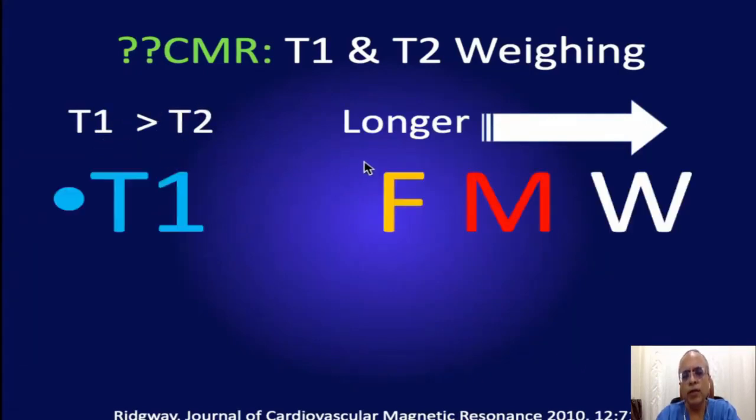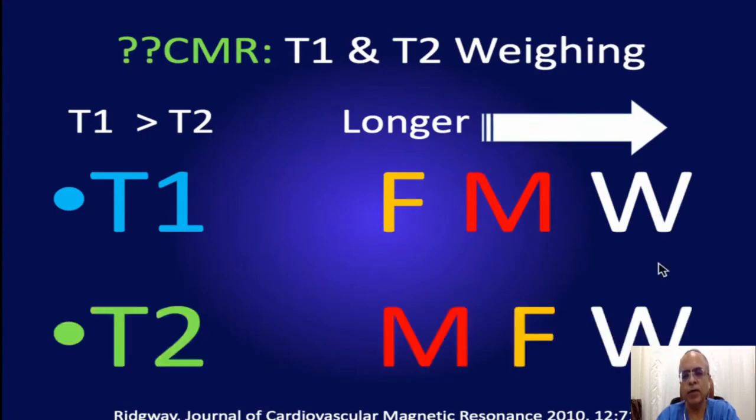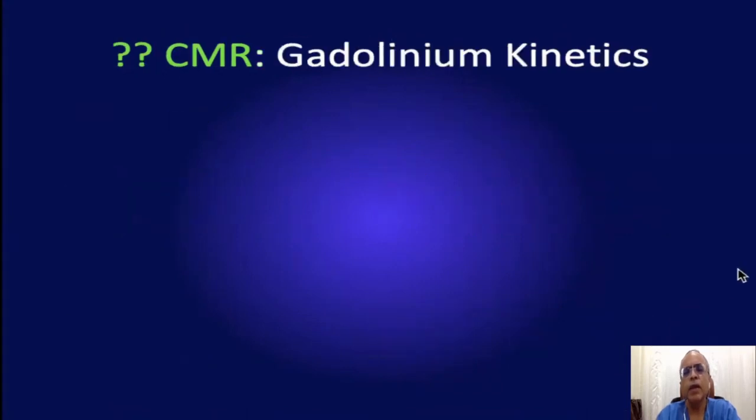Fat has the lowest T1 value, followed by myocardium, which is a little higher, and water has the highest T1 values. For T2, it is the other way around. The myocardium has the lowest T2 values, fat has slightly higher T2 values, and water has the highest T2 values.